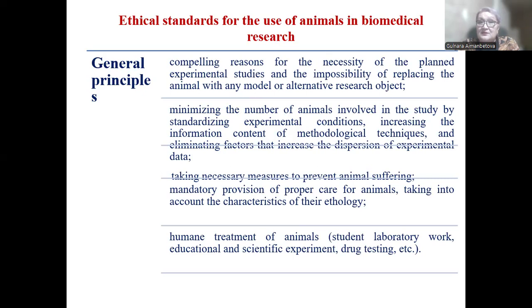Ethical standards for the use of animals in biomedical research. General principles: compelling reasons for the necessity of planned experimental studies and the impossibility of replacing the animal with any model or alternative research object. Minimize the number of animals involved in the study by standardizing experimental conditions, increasing the information content of methodological techniques, and eliminating factors that increase the dispersion of experimental data.